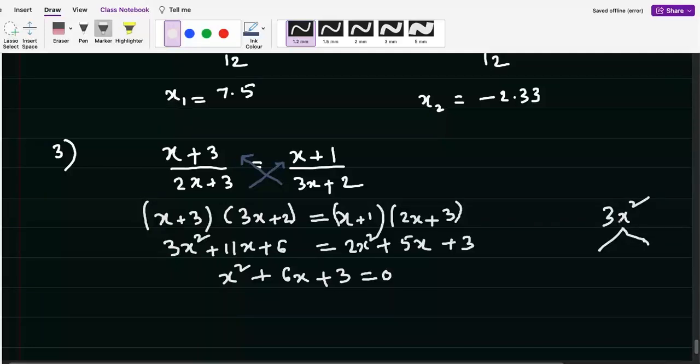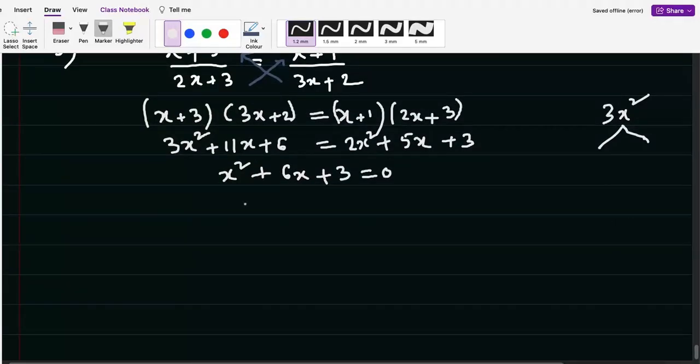So do we have any such terms? No, we can't get such terms. That's why we will use our quadratic equation formula. What is the quadratic formula? X equal to, in such scenarios, this formula is the best way to find the roots.